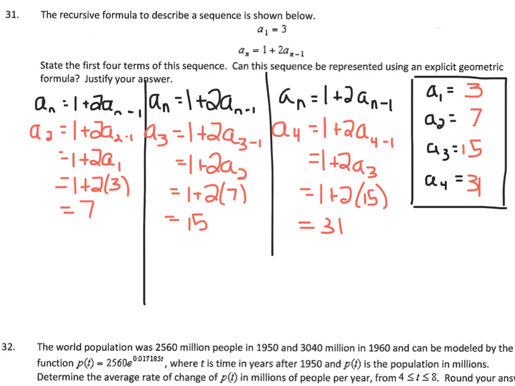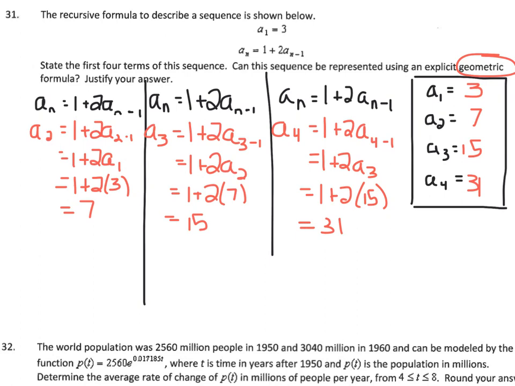Now we're not done though, because it says, can this sequence be represented using an explicit geometric formula? Geometric means you multiply to get from one term to the next. We can tell just by looking at this recursive formula that if it was geometric, a sub n would have to be equal to some number times a sub n minus 1, some number times the previous term. We can't have this 1 plus on there. Remember, in the recursive formula, you state the first term, and to find the nth term you take the previous term and just multiply it by some number. You can't have anything added or subtracted on here. So this is definitely not geometric.